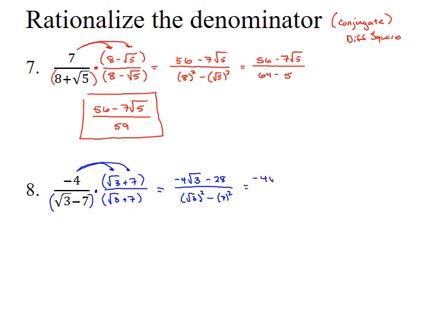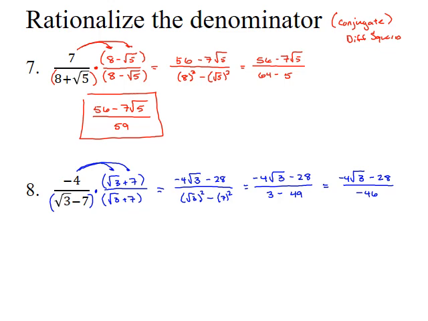This will become negative 4 times the square root of 3 minus 28 all over root 3 times root 3 is 3, and 7 times 7 is 49. This becomes negative 4 square roots of 3 minus 28 all over a negative 46. Now, two things actually happen here, and you can do them both at the same time, but I'm going to do them separately just so I don't lose anybody.